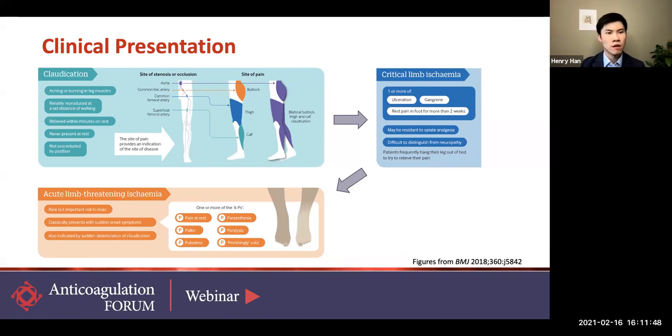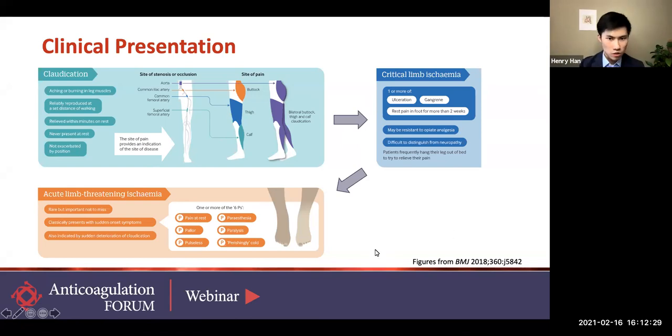One of the distinguishing features of intermittent claudication from critical limb ischemia, as we see here, is that you should never have symptoms present at rest. And then another feature we mentioned is that it should not be exacerbated by position, and this helps distinguish it from other forms of claudication, such as neurogenic claudication, which can come from reasons such as spinal stenosis and things like that. Talking about critical limb ischemia, you do need to have one or more of three features, and those are ulceration, gangrene, and rest pain in the foot for more than 2 weeks. These are features that characterize and separate critical limb ischemia from intermittent claudication.